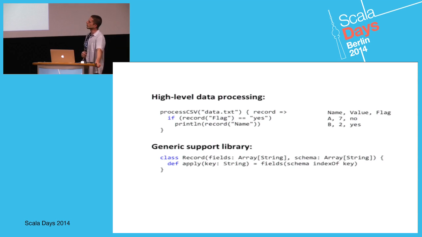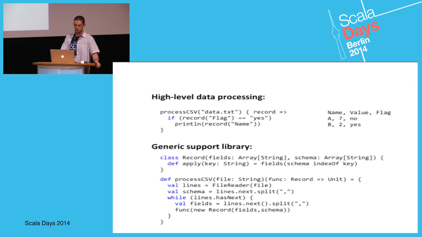So there's just this record class, and it has an array of strings for the fields and an array of strings for the schema. And whenever we look for a key, then we find the index of the key in the schema and access the field array at the same index. Right, so no surprises here. And the processCSV method is also pretty simple. So we just open the file, then we read the first line that gives us the schema. And then we go through all the lines and we invoke the callback on a newly created record object that we have created from the fields and from the schema that was read from the first line here, right?